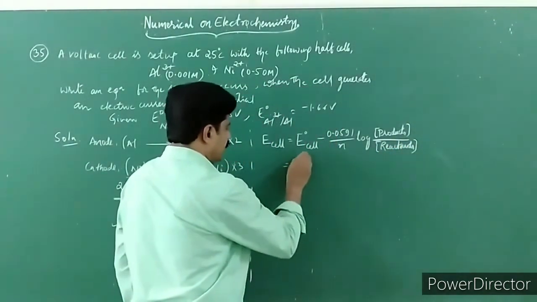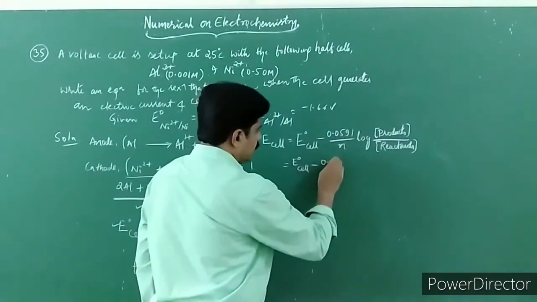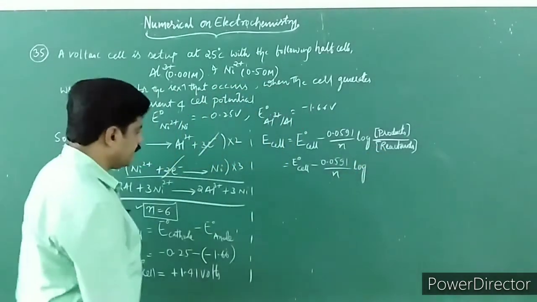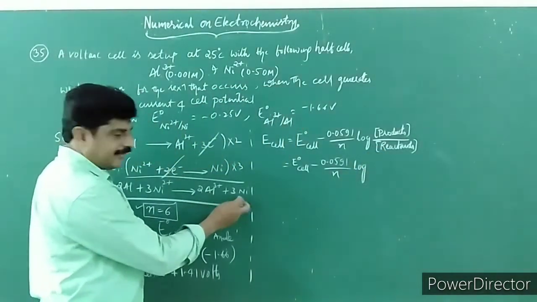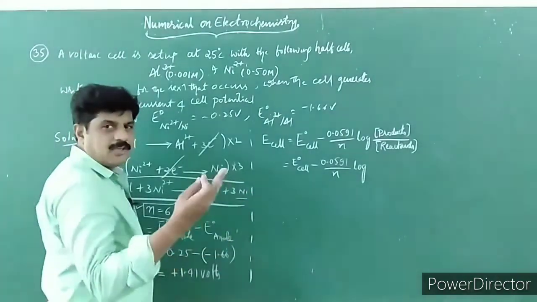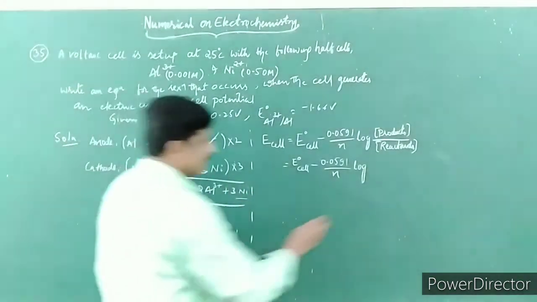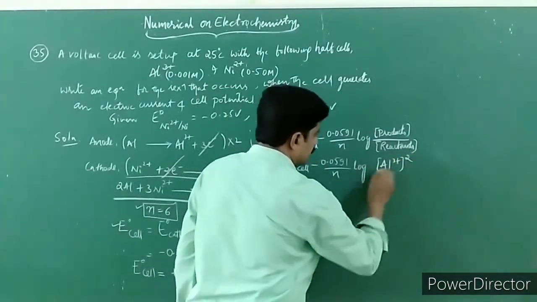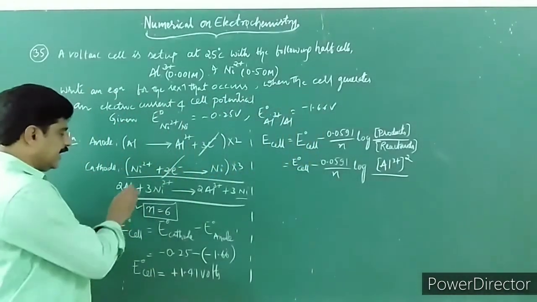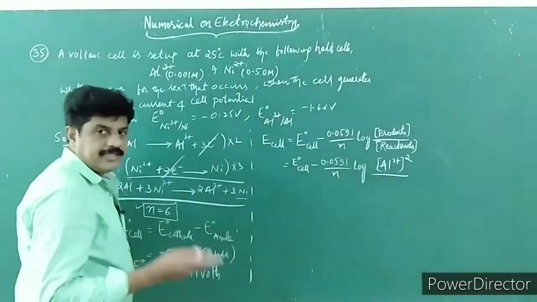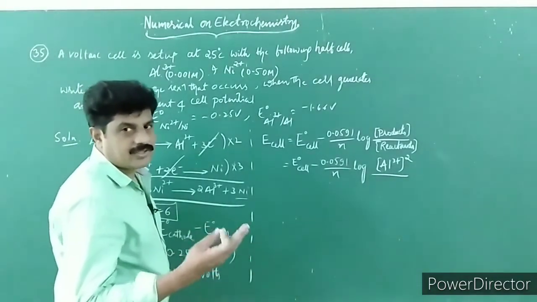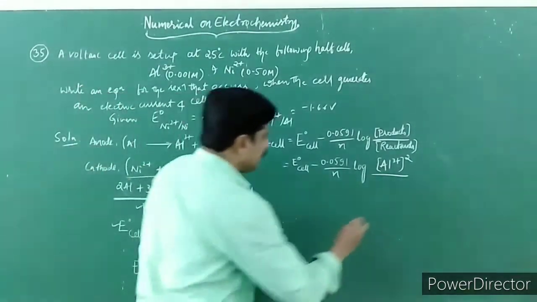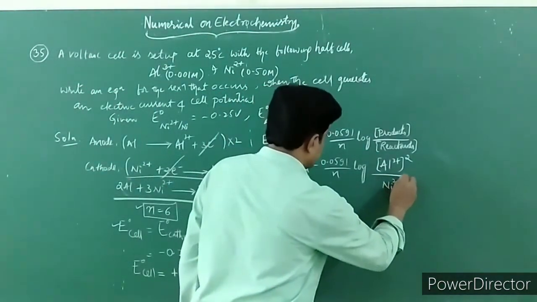Now E naught cell minus 0.0591 upon N into log of. Children, which are the products here? Look at here. These two are the products. I will not consider nickel because its active mass is equal to 1, and directly write Al3+ whole square upon the reactant. In the reactant side, aluminum metal is there, and the concentration of metal is equal to 1. 1 square doesn't make any sense there. So I'll go for nickel Ni2+ whole cube.